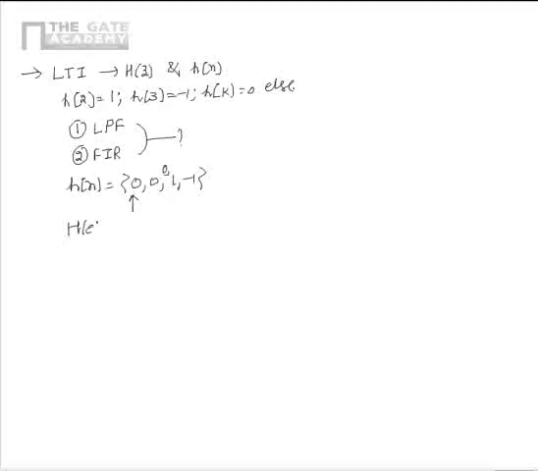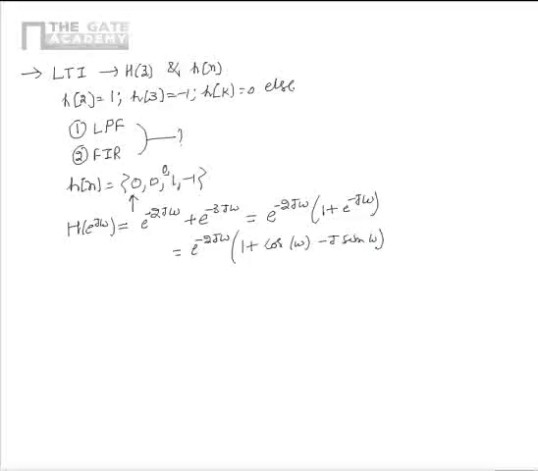Upon finding the DTFT of the h of n, we get that H of e power j omega is equal to e power minus 2j omega plus e power minus 3j omega. This is equal to e power minus 2j omega multiplied by 1 plus e power minus j omega. This can further be simplified as e power minus 2j omega multiplied by 1 plus cos omega minus j sin omega.